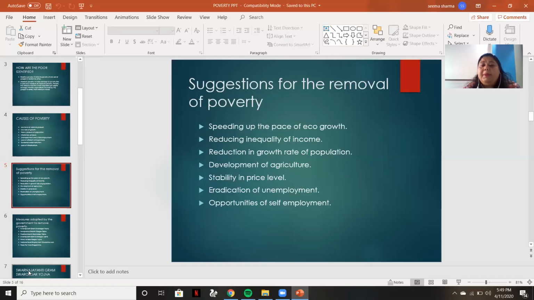First is speeding up the pace of economic growth. If you have to improve your result, you have to improve individually in the various subjects you are studying. Similarly, if we need economic growth, we need to increase GDP. If we need to increase GDP, we need to increase the contribution of the primary sector, secondary sector, and tertiary sector. In today's scenario, the primary sector is okay, and the tertiary sector is growing.